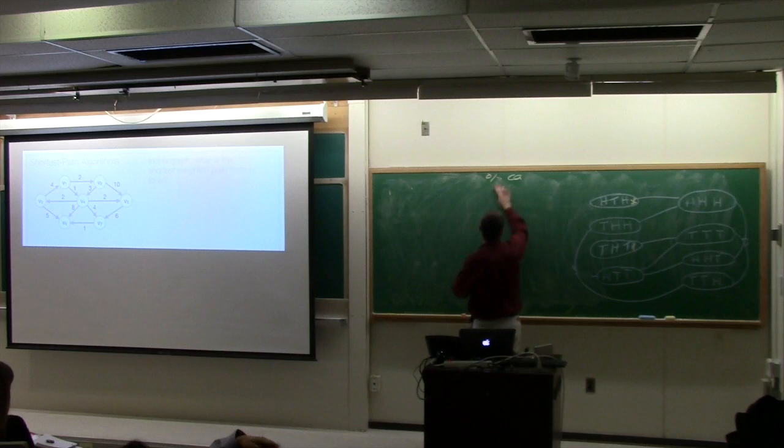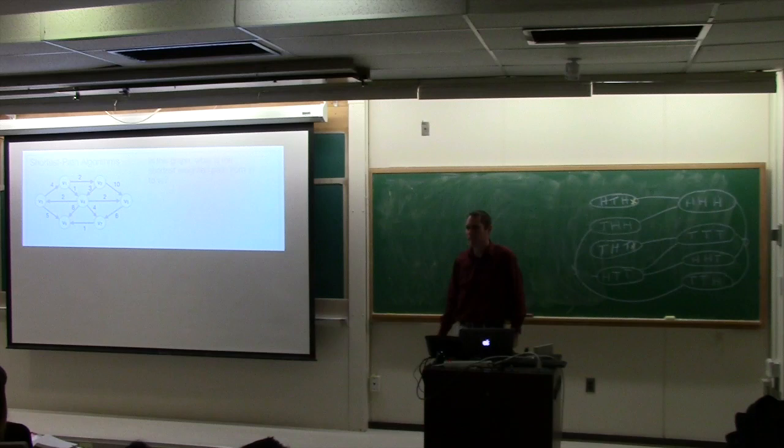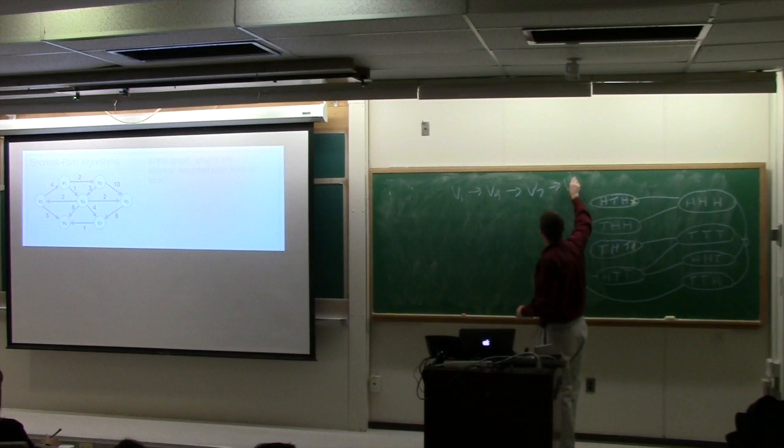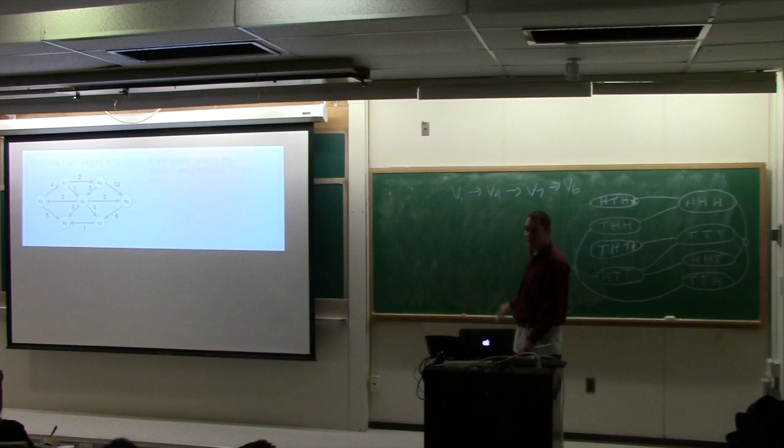All right, who thinks they know? Yes. Good morning. V1 to 4 to 7 to 6. And how much is that weighted path? Is this 6? 1 to 4, which is 1 plus... sorry, 1 to 4 to 7. So 1 plus 4 is 5, plus 6... Yeah, OK. So that's a 6.